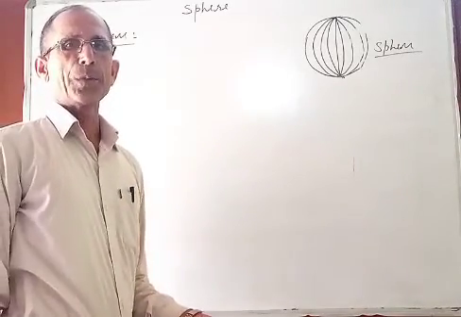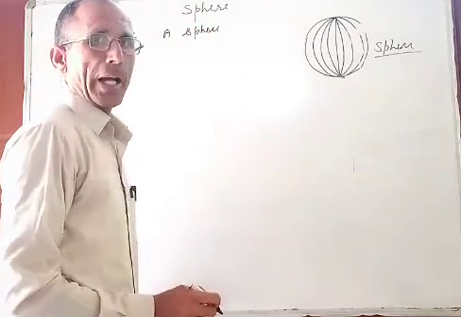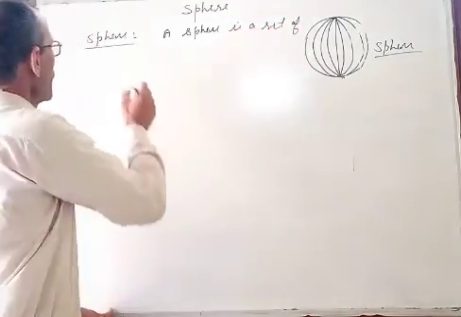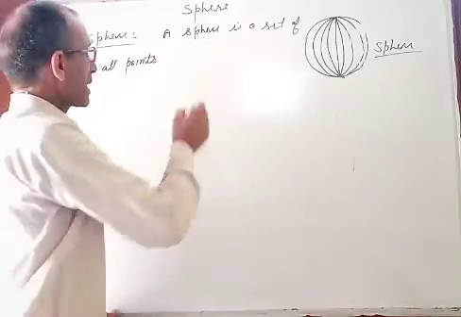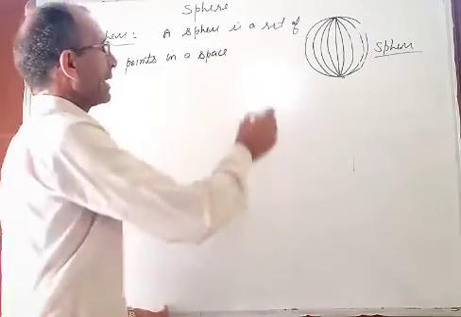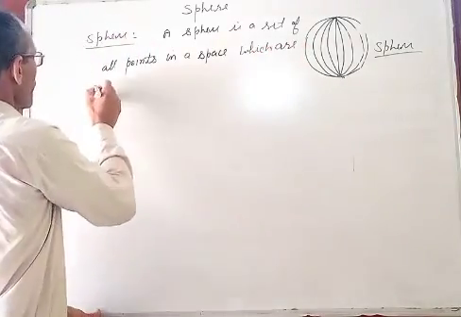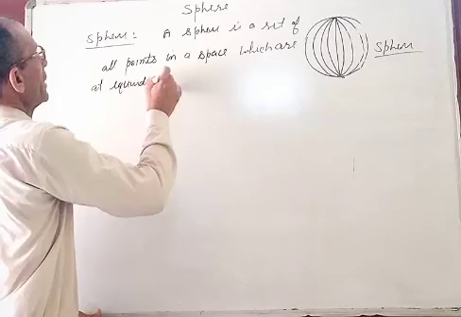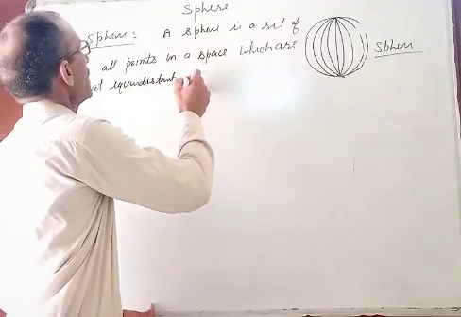A sphere is the set of all points in a space which are at equidistant from a fixed point.